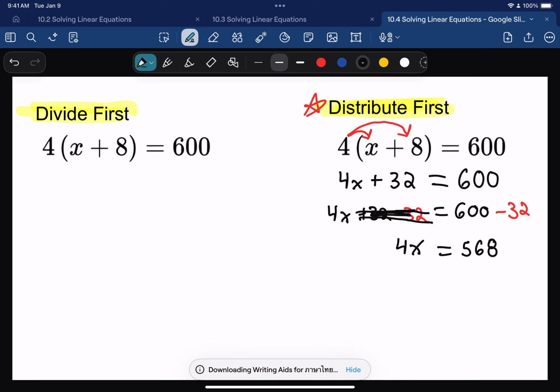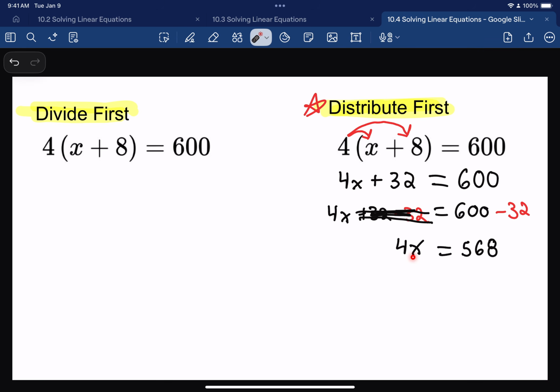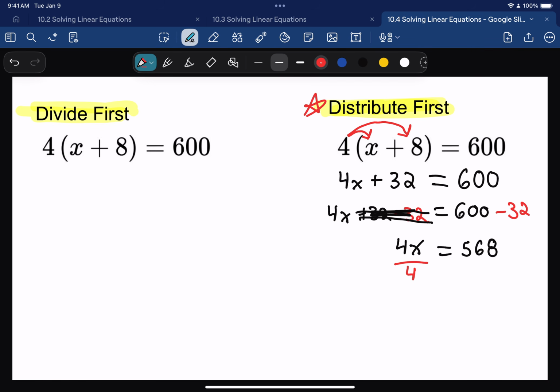And so now what we're going to do is we see that the left-hand side is multiplying 4 times x. So we're going to do the opposite. We're going to divide by 4. And we have to do whatever we do to one side, we have to do to the other side. Then these are going to cross each other off. So we're going to get x equals 568 divided by 4, which is actually 142.